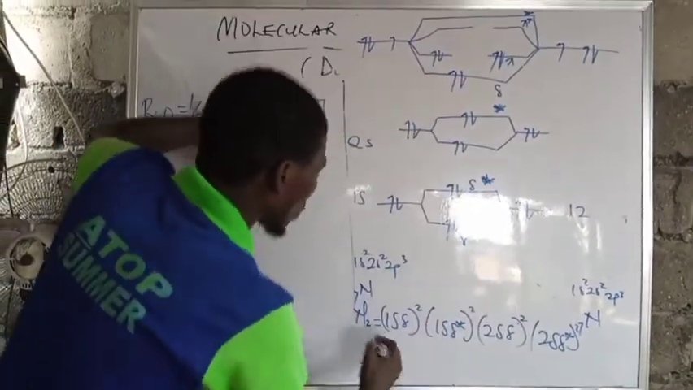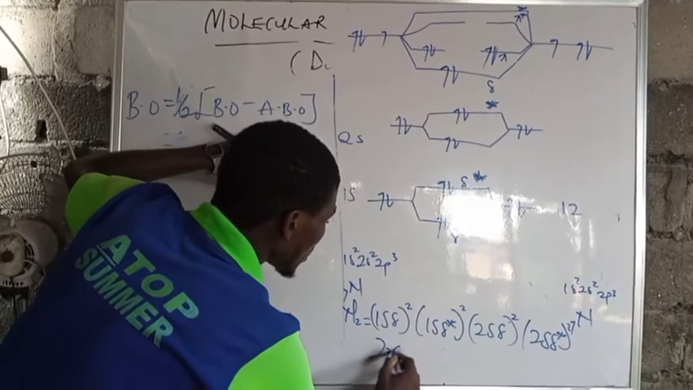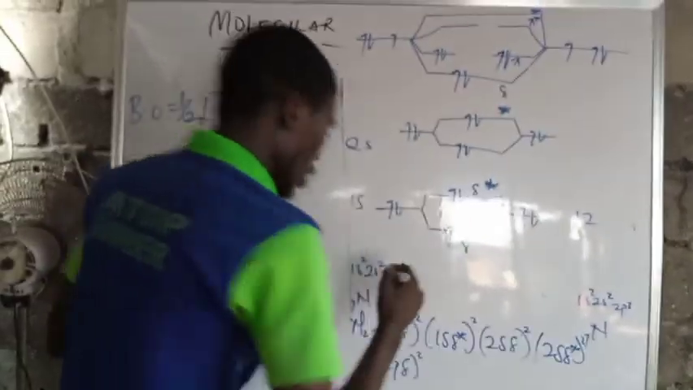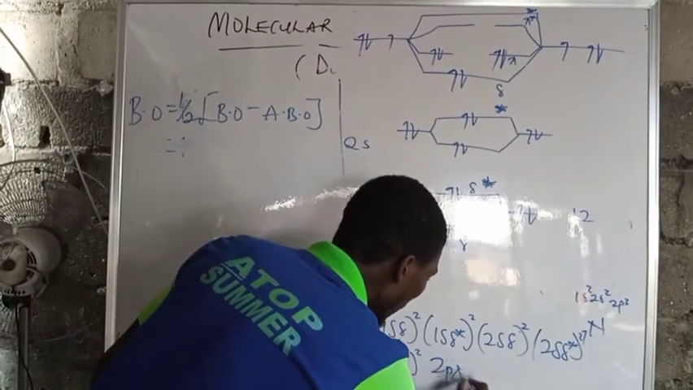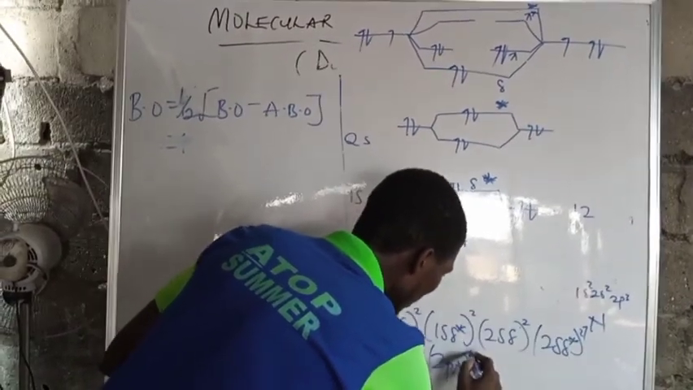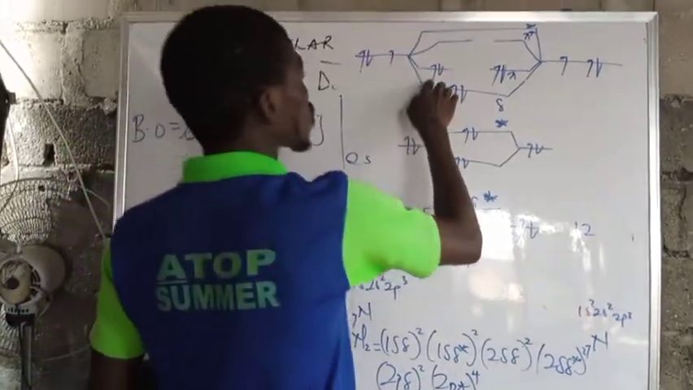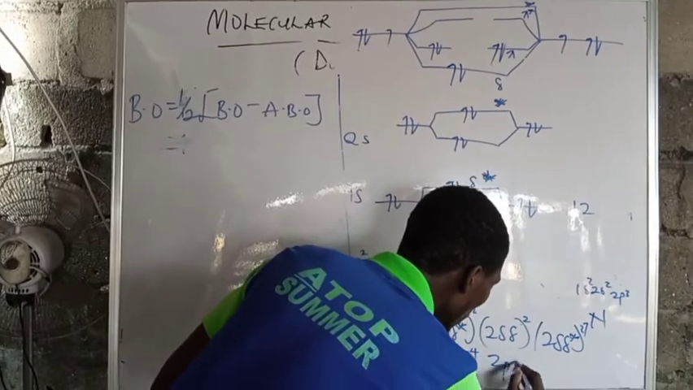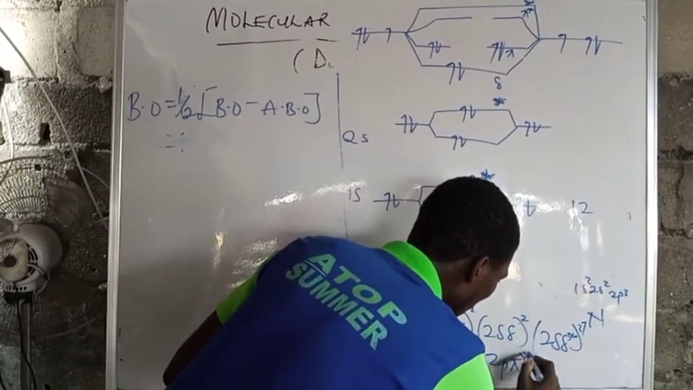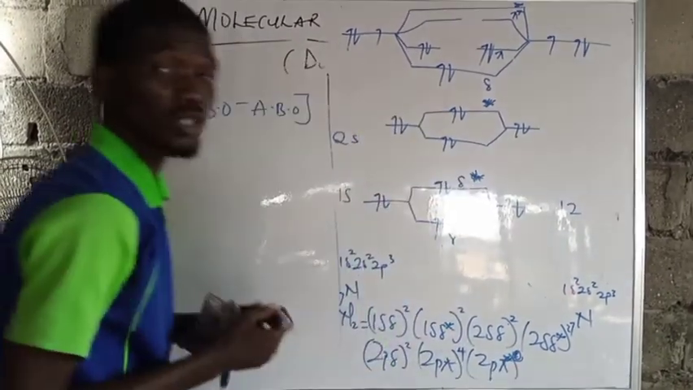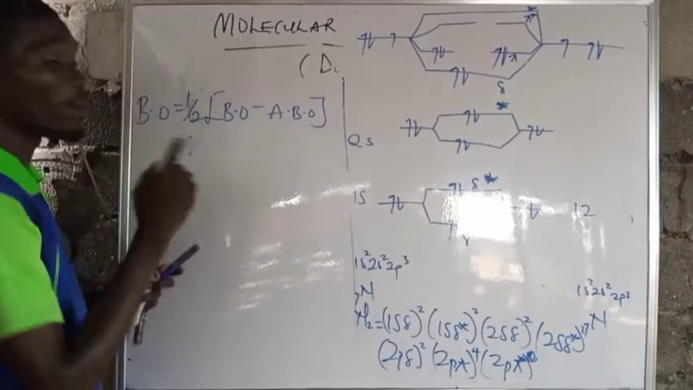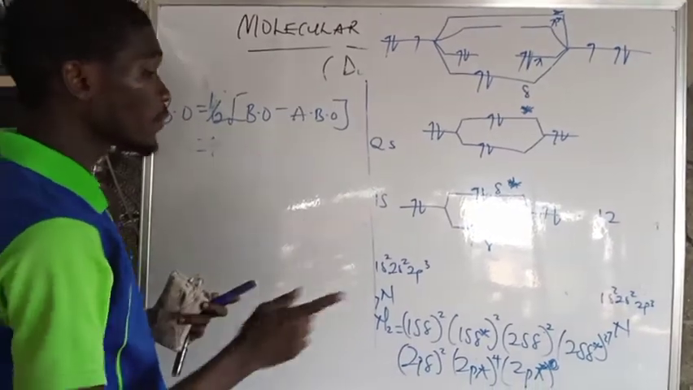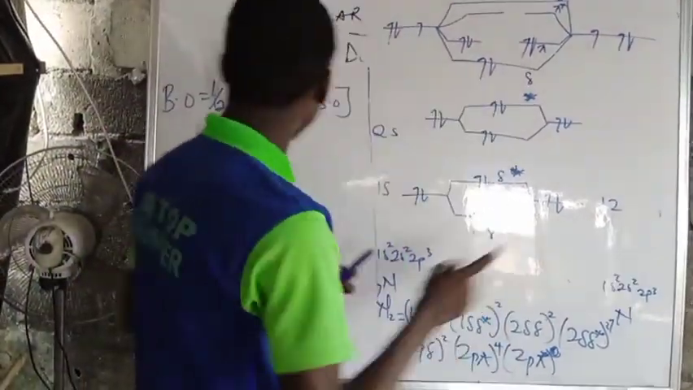So the first one outside here, we call it 2p sigma 2. Then the inner one is pi. So we have 2p pi 4, because when we count this, we have 2, 4. Then the 2p pi asterisk, we have 0. So let's check which one is bonding orbital and which one is anti-bonding orbital. Don't forget, the one with asterisk is the anti-bonding orbital.